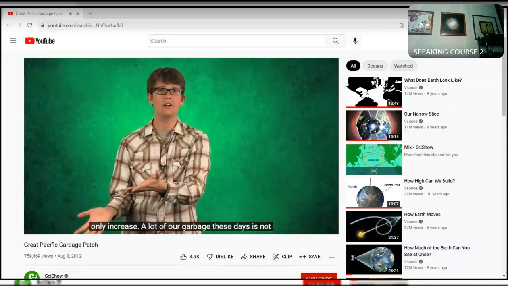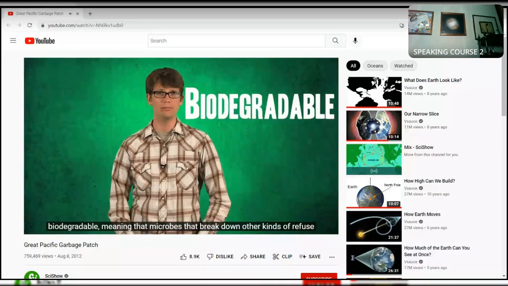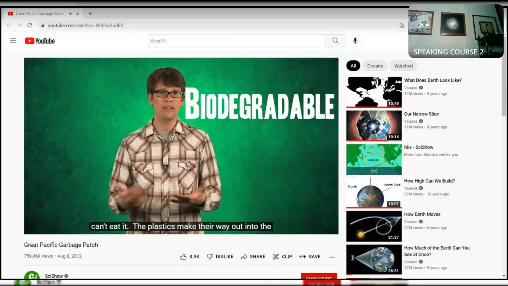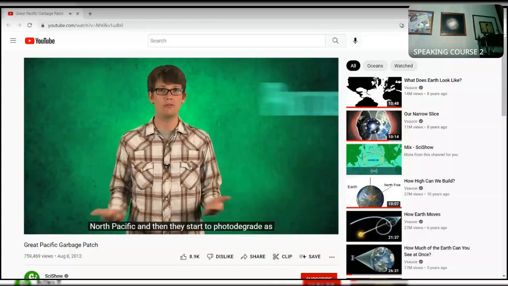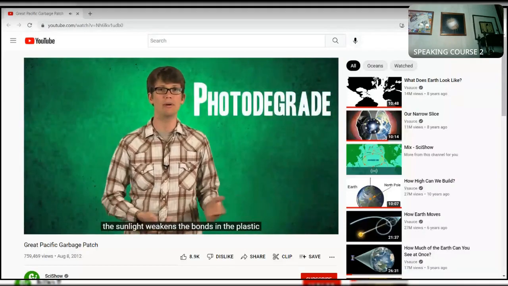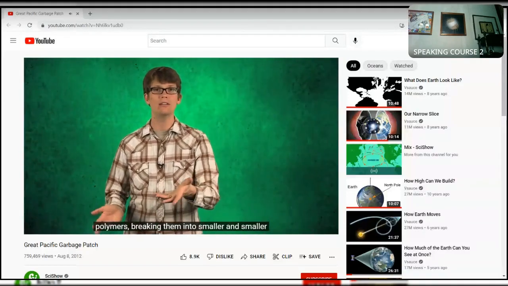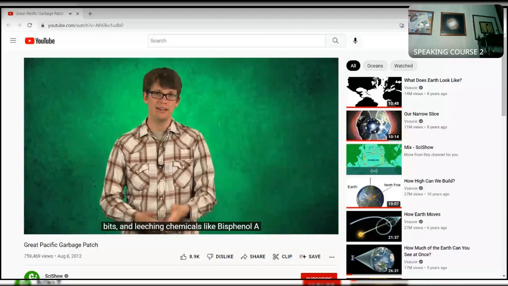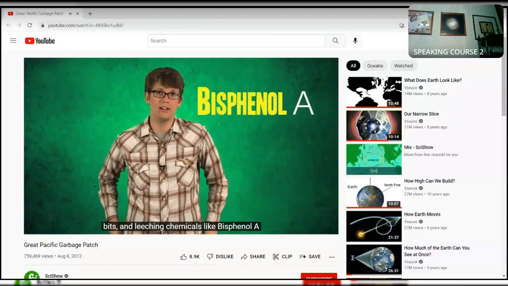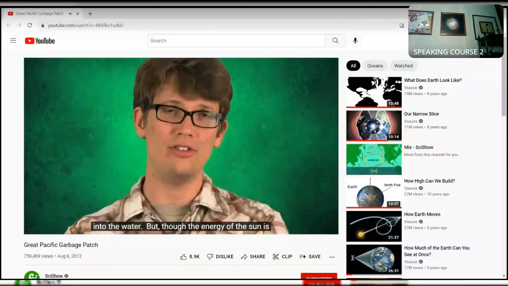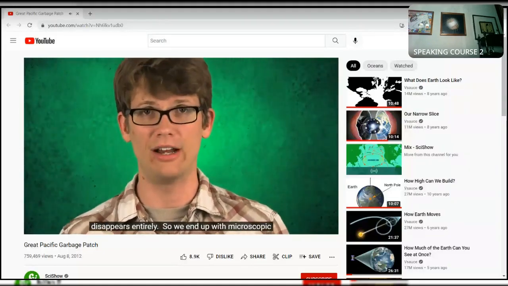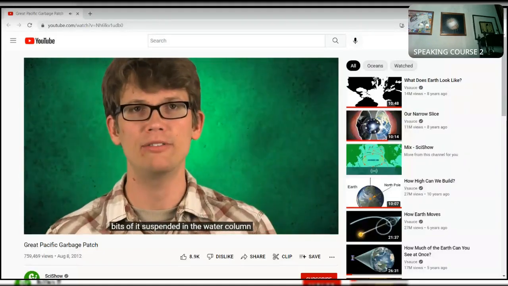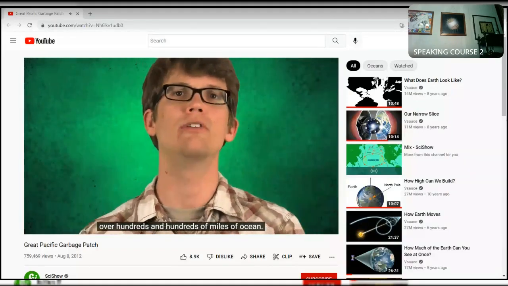A lot of our garbage these days is not biodegradable, meaning that microbes that break down other kinds of refuse can't eat it. The plastics make their way out into the North Pacific, and then they start to photodegrade as the sunlight weakens the bonds in the plastic polymers, breaking them into smaller and smaller bits, and leaching chemicals like bisphenol A into the water. But though the energy of the sun is good at breaking stuff down, this stuff never disappears entirely. So we end up with microscopic bits of it suspended in the water column over hundreds and hundreds of miles of ocean.